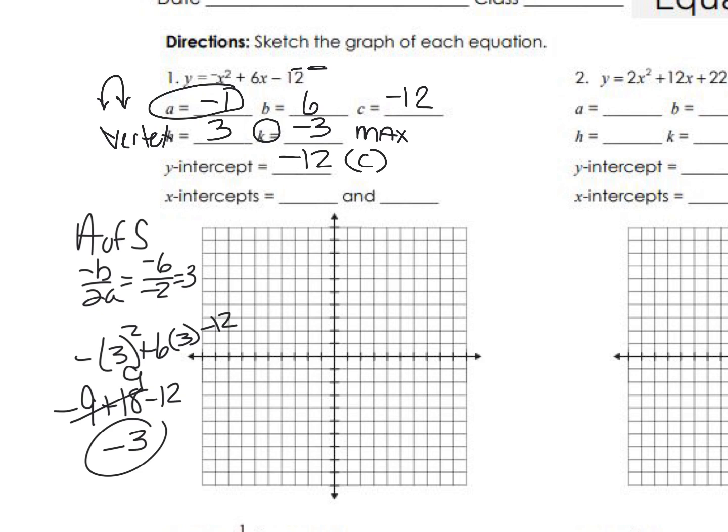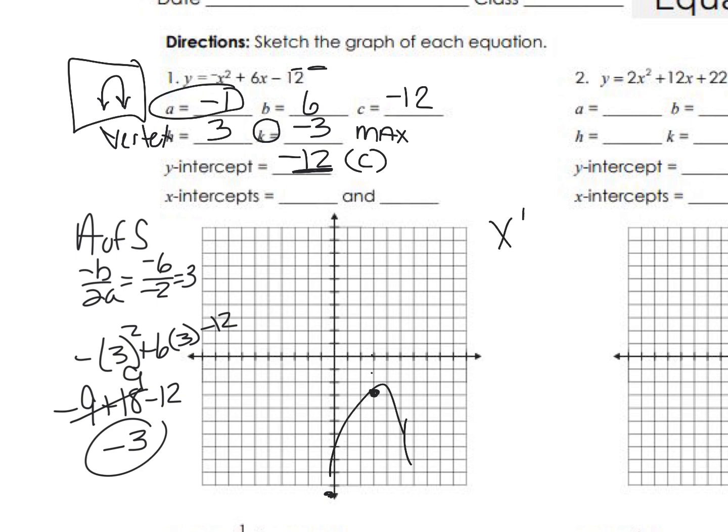So we're going to graph our vertex, go to the right 3, and then down 3. So there's your vertex. And I do know that because A is negative, it's going to be going downward, so it's going to look something like that. But my y-intercept's going to be way down here off the graph because it's at negative 12. So I need to know some other points.